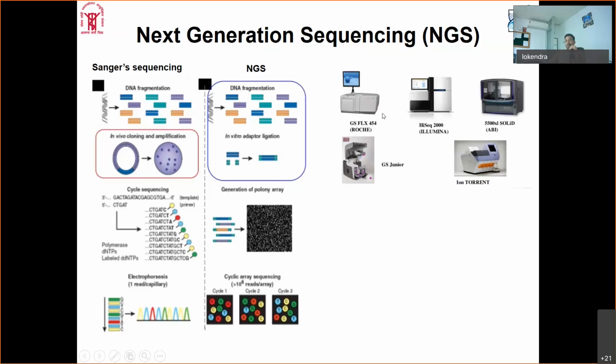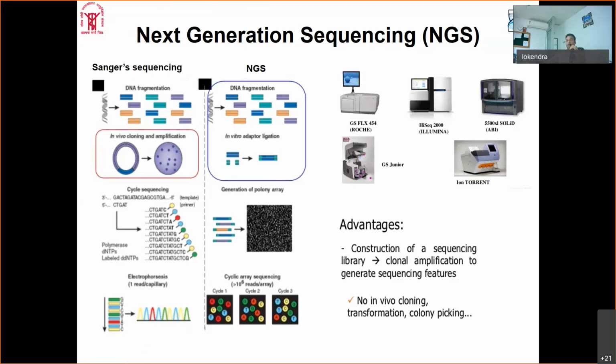So there are various commercial vendors which can provide various NGS platforms, and every individual platform has its own advantages and disadvantages. But overall, if we compare NGS with Sanger sequencing, it has several advantages: there is no in vivo cloning, transformation, or colony picking, and you just need the adapter ligation. There is a complete workflow required for NGS, and there are various quality control mechanisms that are important in terms of NGS.